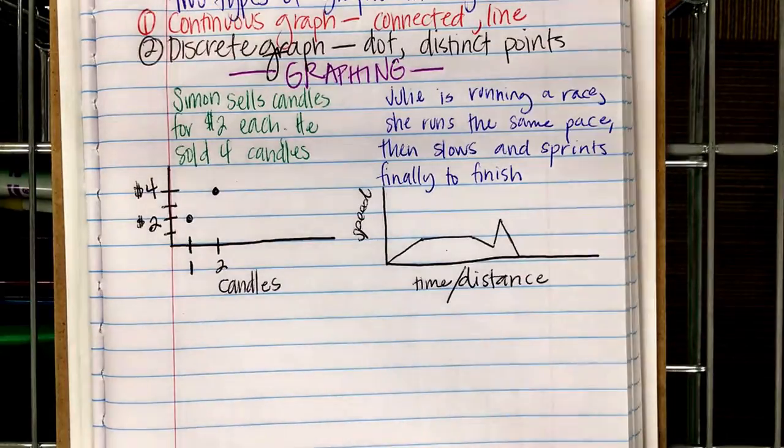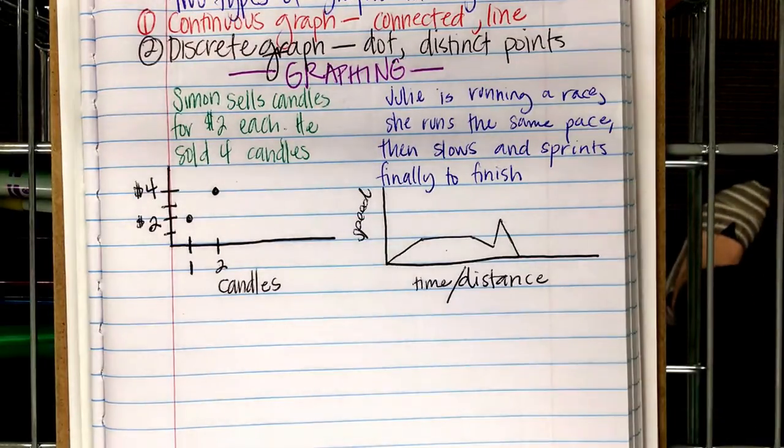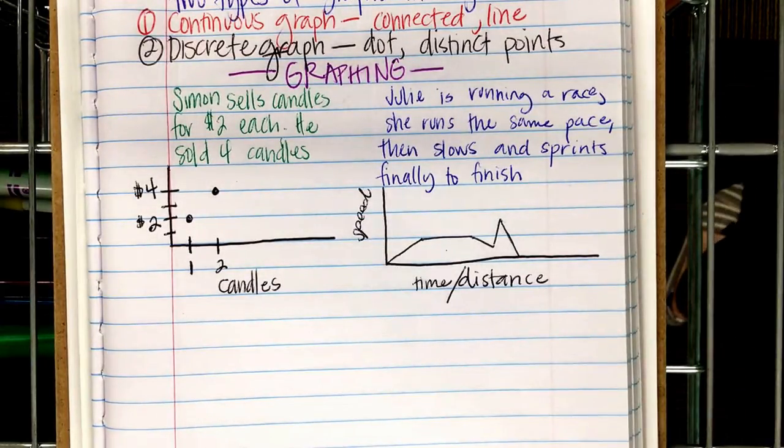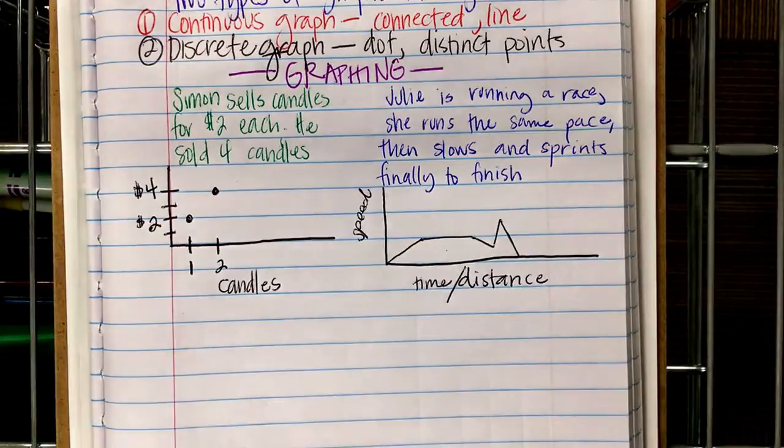But if I wanted to know the temperature outside, continuous or discrete? Continuous. Why continuous? Because the temperature's always changing.